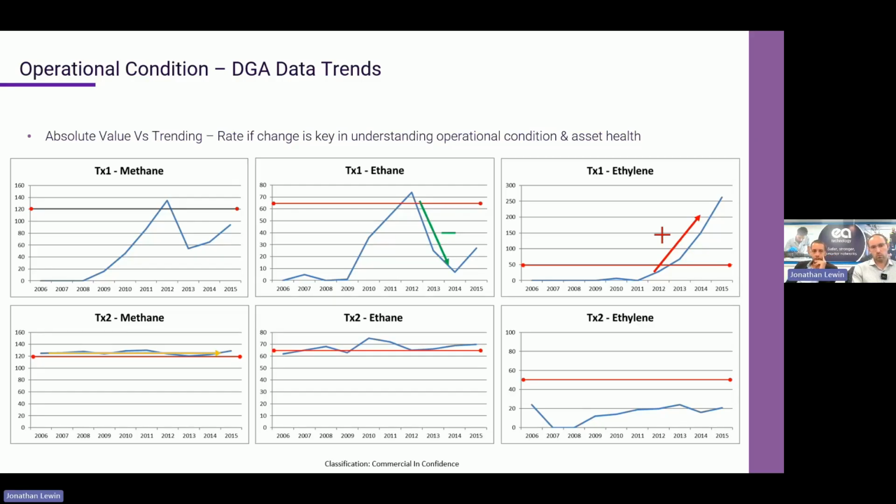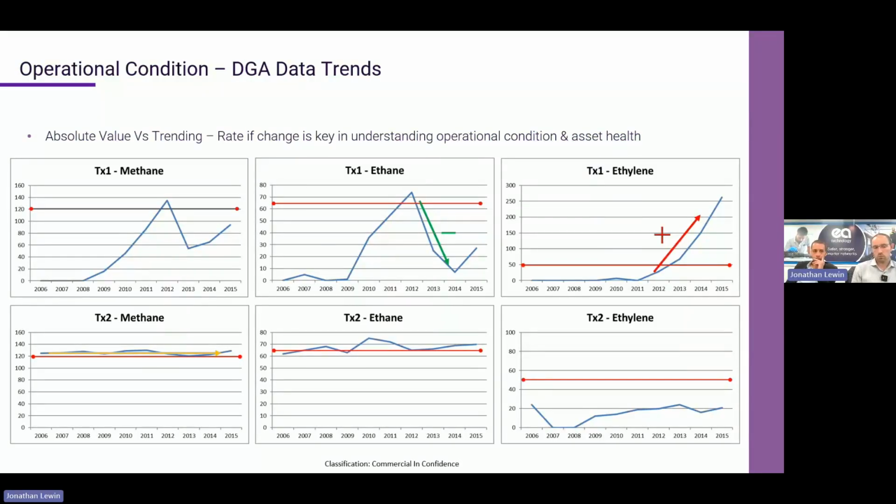TX2 at the bottom, you can see particularly for the methane and the ethane, taking the IEEE limits over the 10-year period, that transformer is consistently above the limit for a flag. But very, very stable, so no issues there.